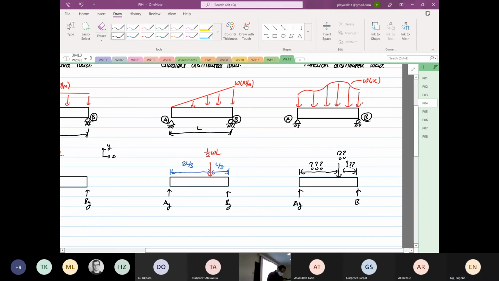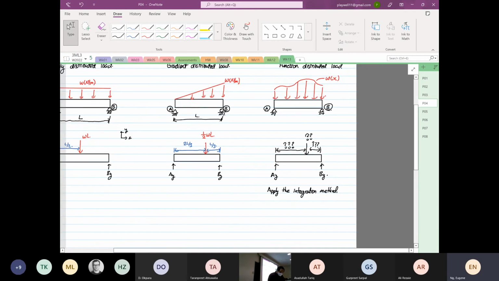And when this is the case, we have to apply the integration method. We have to apply the integration method. So I'm not going to go too much into deriving it. All I can say is this. We're going to apply it.